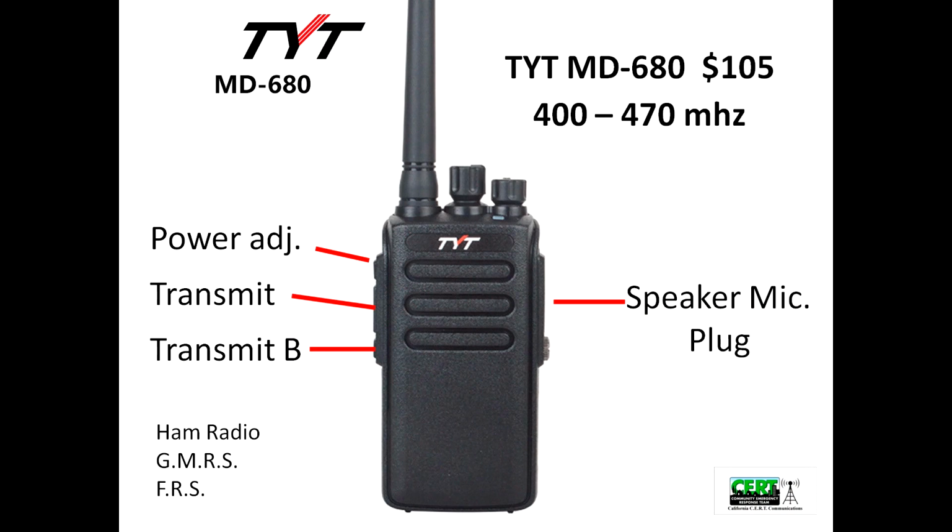All right, the secondary radio that I like is made by TYT. It's kind of the off-brand to Hytera. It's the MD680. These retail for about $105. You can find them on eBay. It takes about 3 weeks for them to come in once you order them. These are only good on 400 to 470 megahertz. So if you're using FRS or GMRS, this is the radio for you.